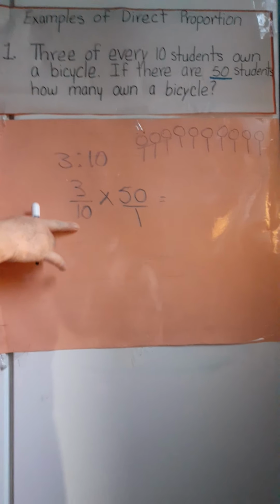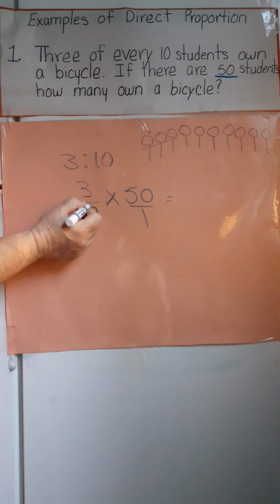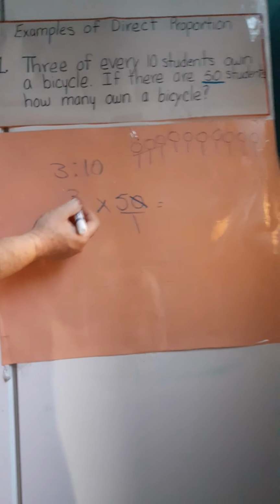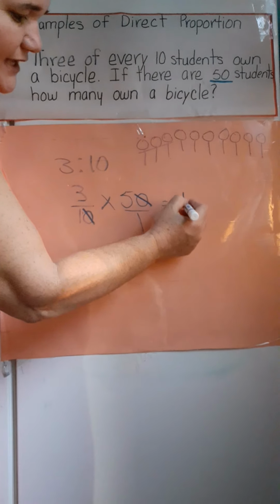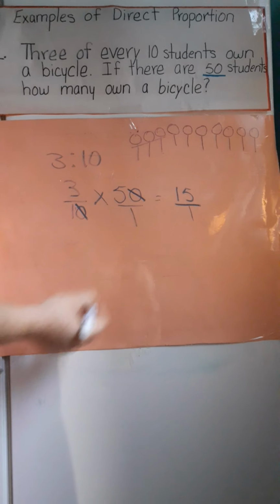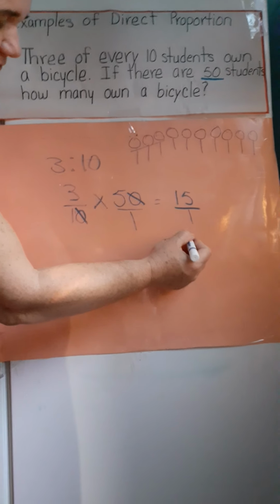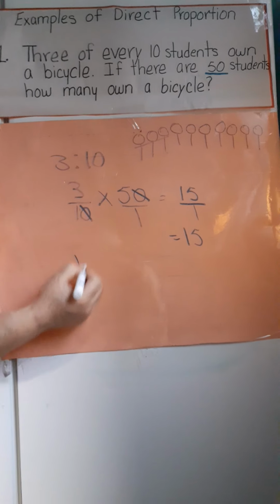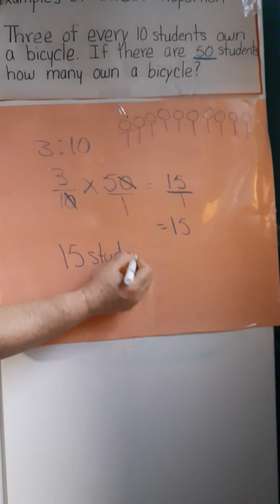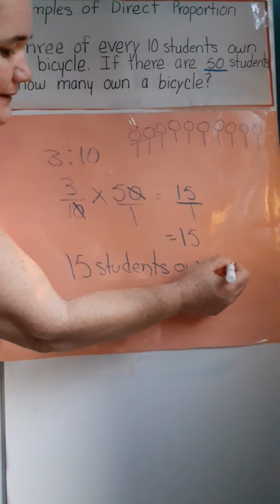Okay? You can cancel right here. 10 and 50. How can we cancel? We can just cancel this 0 and cancel that 0. Okay? Now we have 3 times 5, which gives us 15. And 1 times 1 gives us 1. 15 divided by 1 is equal to 15. So our answer will be 15 students own a bicycle.